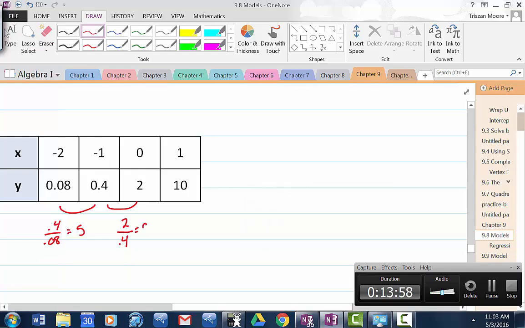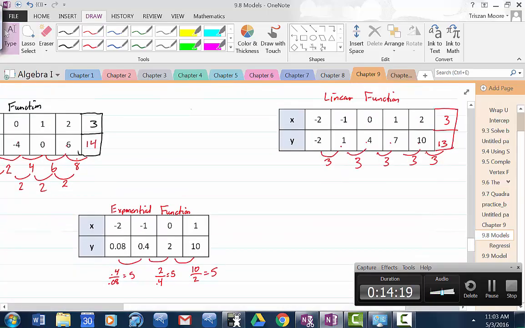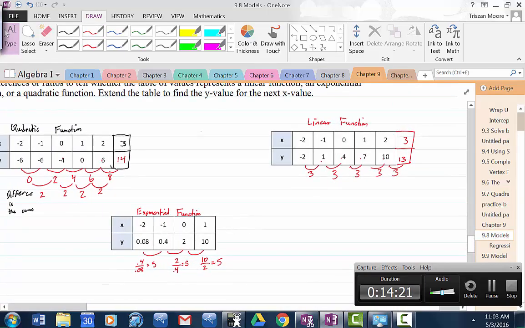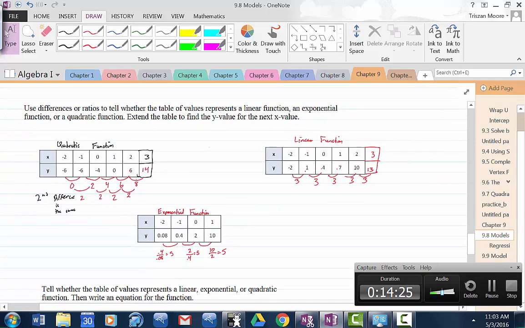It might be quadratic. I'm sorry, it might be exponential, if in fact this ratio is the same. 10 divided by 2 equals 5. So this is an exponential function. So take some time and look and understand what we did to get a linear function, quadratic function, and an exponential function.